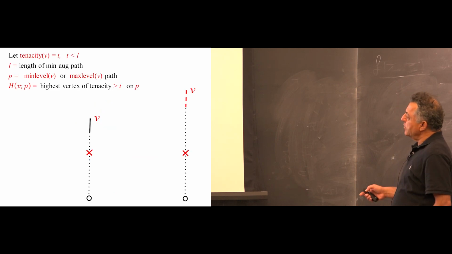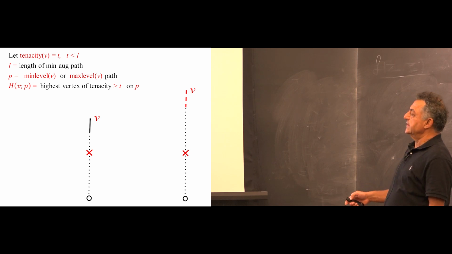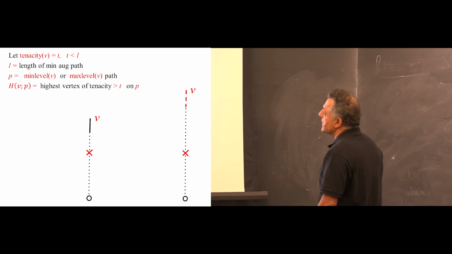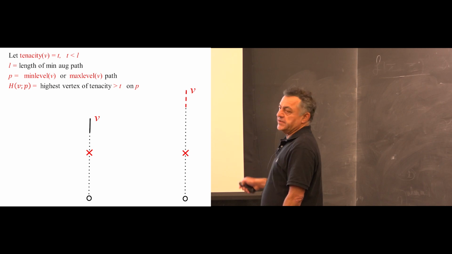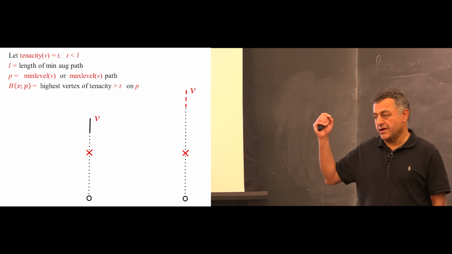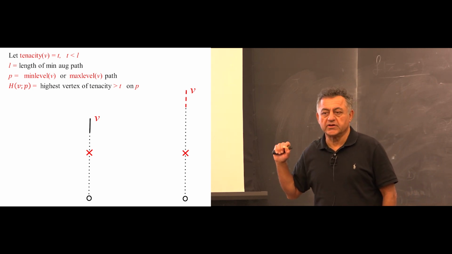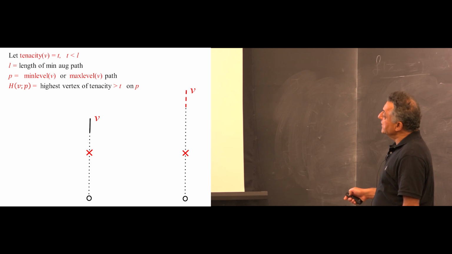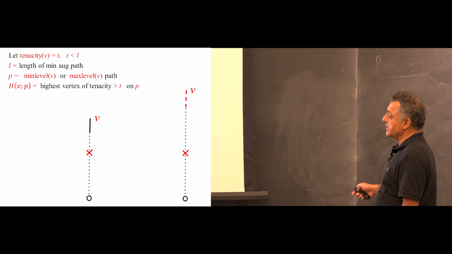So let's take a vertex of tenacity T, where T is less than the length of the minimum length augmenting path in the graph. Okay? Because base is only defined for these vertices. When you have a vertex whose tenacity is exactly L or bigger than L, then it may not have a base. We don't need to define it. Okay? So for this vertex, let P be either a min level path or a max level path, and define H of V with respect to the path P to be the highest vertex of tenacity strictly bigger than T on the path.